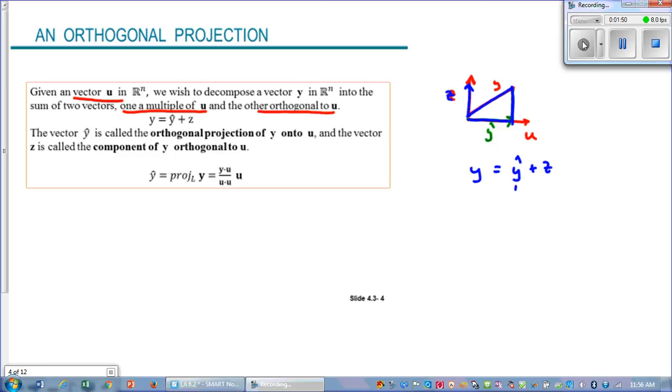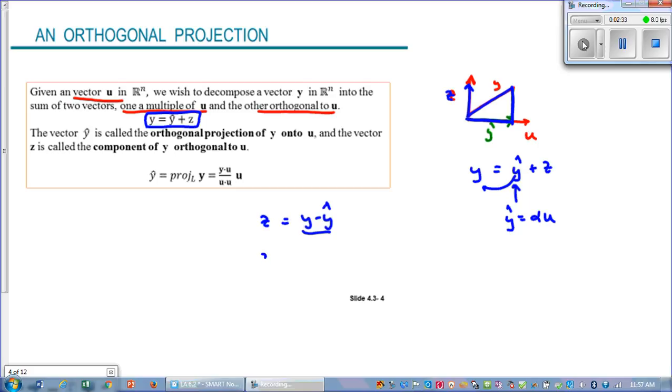Okay, this y hat, because it's in the same direction as u, is some multiple of u. So I'm going to rewrite y hat as some multiple, I'll just call it alpha, times u. So how do I find that projection, that y hat, that is the projection of y onto the vector u? Well, I want y to be y hat plus z, which means y minus y hat will be z. So once I find y hat, I get z simply by taking y minus y hat. But this vector is supposed to be orthogonal to u.